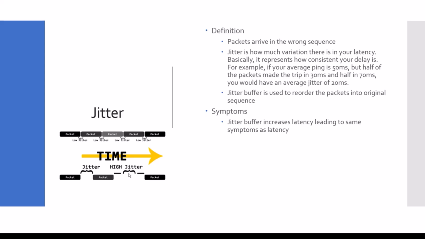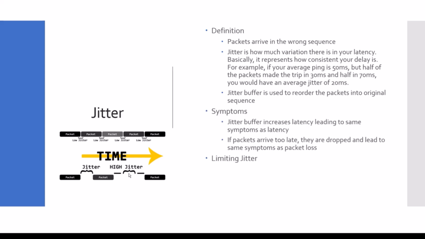An example of the symptoms of latency is when people talk over each other. The other one is if packets arrive too late, they are dropped, and this is going to lead to the same symptoms as packet loss. So if the packets are lost, we'll have broken audio, frozen video, fragmented video. So these are the symptoms of jitter.